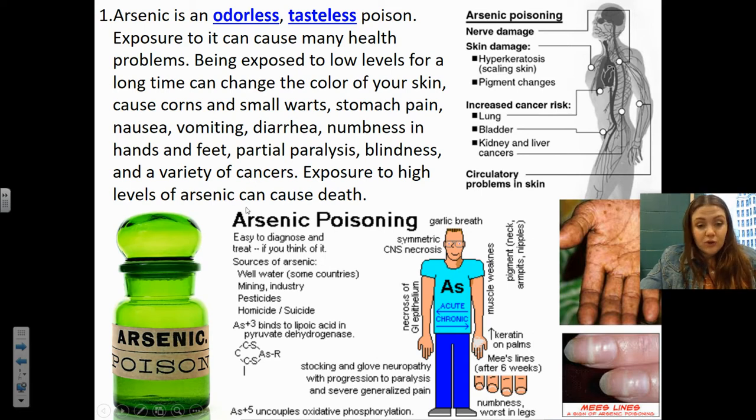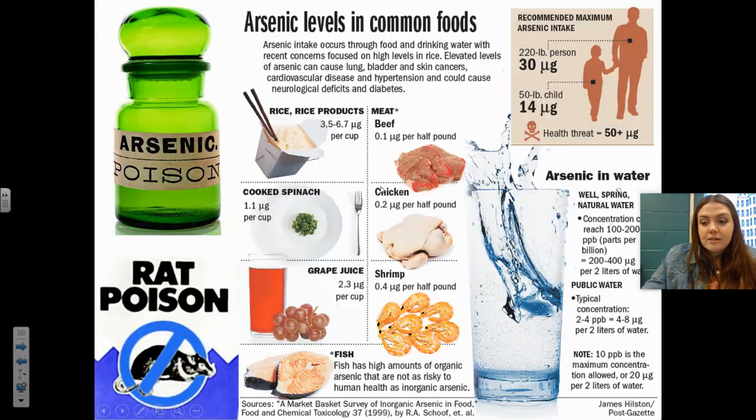Exposure to high levels of arsenic can cause death. If they give you a lot at once, you will die, but they can also give it to you slowly, so it looks like you're just slowly getting sick. Then people really don't question it. They're like, oh, well, they've been sick for so long with something and then they died. So it was a really common poison back before we could test for it. Arsenic is found in some of our foods.